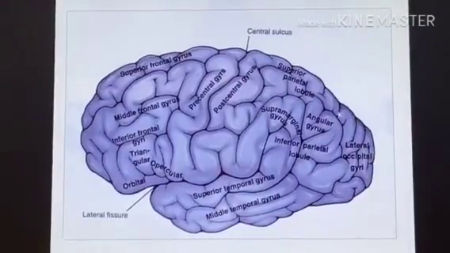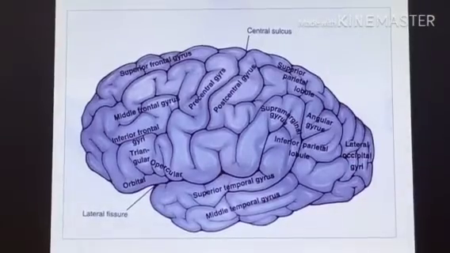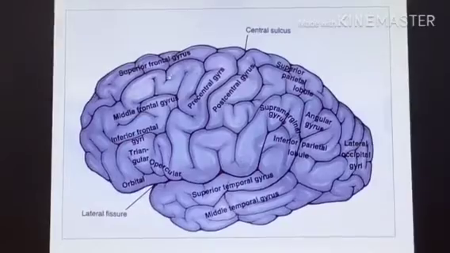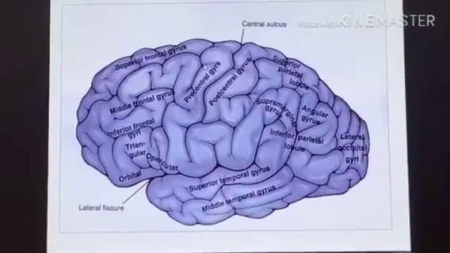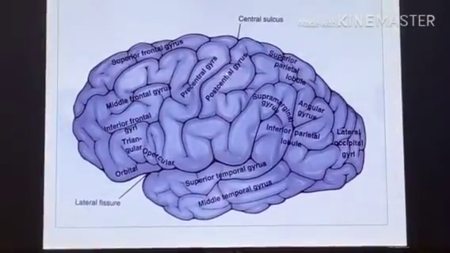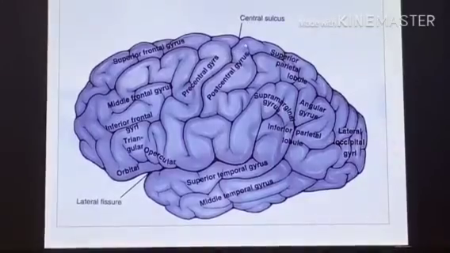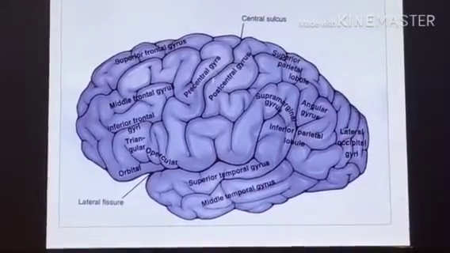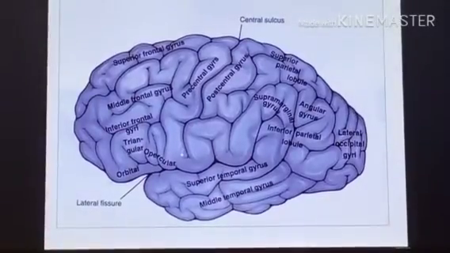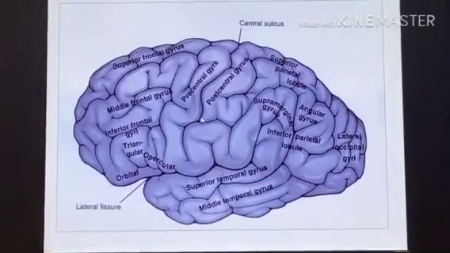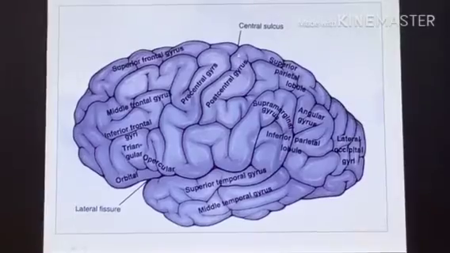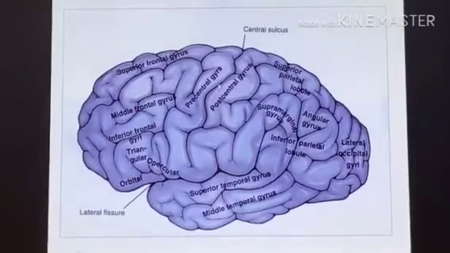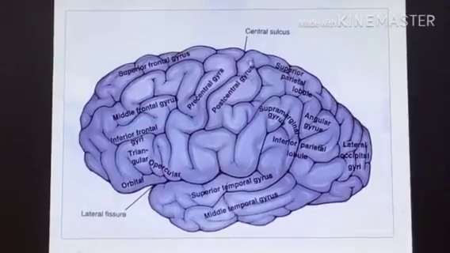The lateral surface, or the exterior surface of the brain, is formed by folds. We call them gyri, and one of them is a gyrus. If they are many, we call them gyri. And in between, there are sulci. One of them we call a sulcus, but many of them we call sulci. And this is the central sulcus.